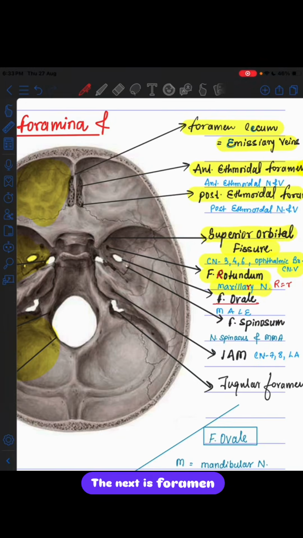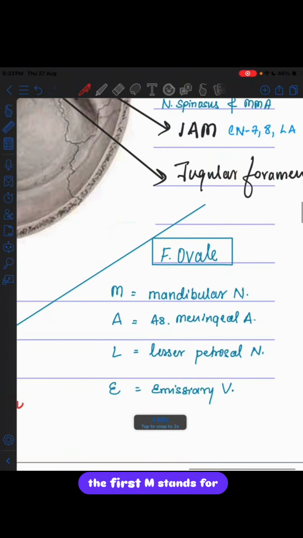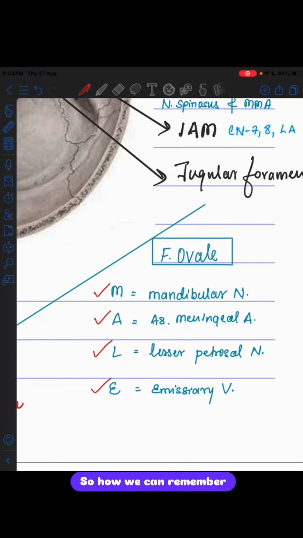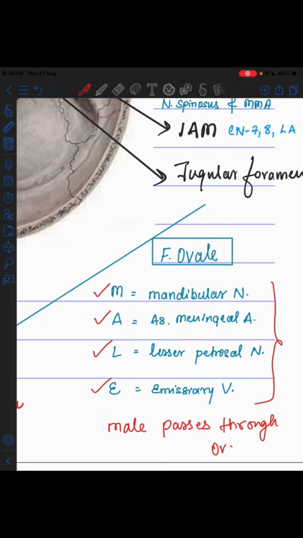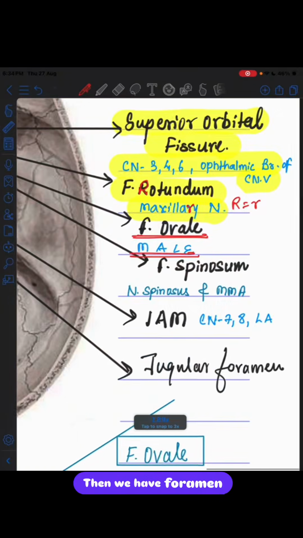The next is foramen ovale, that contains MALE structures. So what does MALE stand for? Here it is. The first M stands for mandibular nerve, A for accessory meningeal artery, L for lesser petrosal nerve, and E is emissary veins. So how can we remember this? Male passes through ovale. Male passes through ovale. This is the mnemonic we would be using.